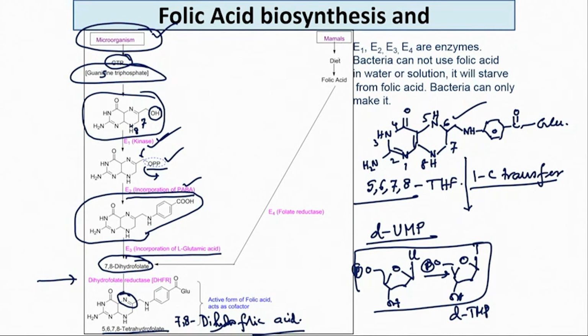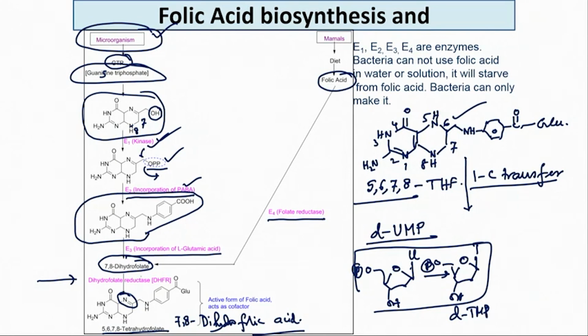In humans, from diet you get folic acid, that means double bonds here as well as here. So, first there is an enzyme called folate reductase. This folate reductase can reduce the 7,8 double bond in folic acid to form the 7,8 dihydrofolate, and the 7,8 dihydrofolate under the influence of the dihydrofolate reductase DHFR, but this DHFR belongs to the human. So, this is a human dihydrofolate reductase that converts the 7,8 dihydrofolate into the tetrahydrofolate, 5, 6, 7, 8 tetrahydrofolate.